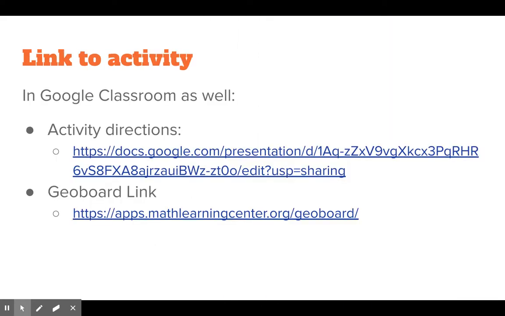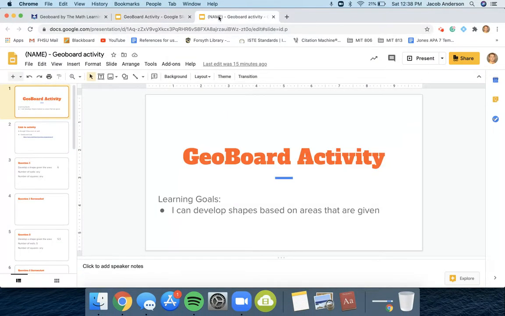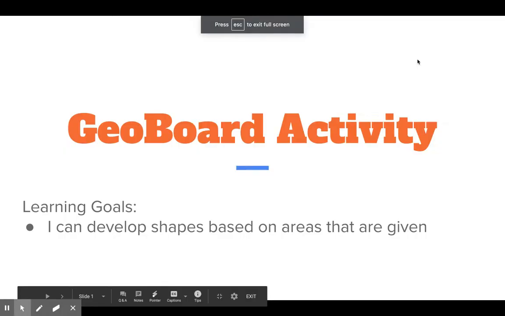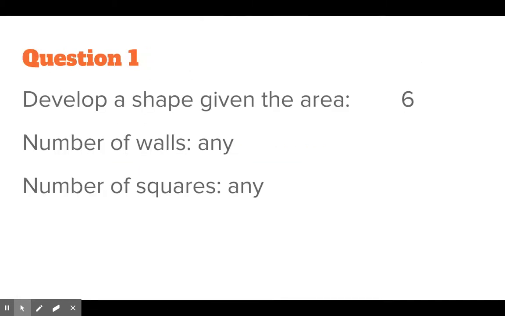So the link to the activity is in Google Classroom. The activity directions, basically where you're going to be working on this, are going to be on this top link. And then the Geoboard link is going to be on the bottom. And I will take you into your activity directions right now. Basically, I put the Geoboard link in your directions as well in case you wanted to go from there.